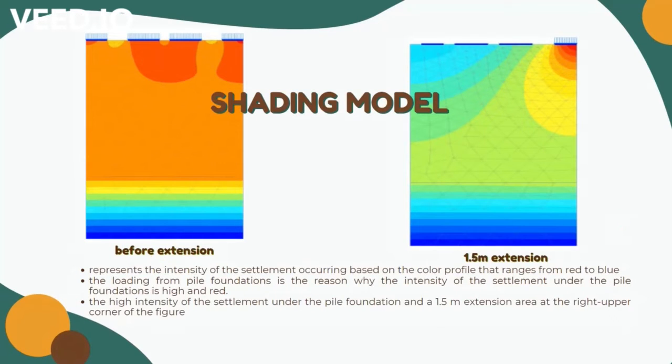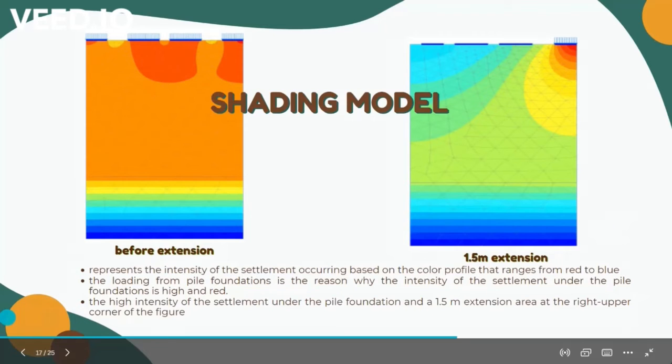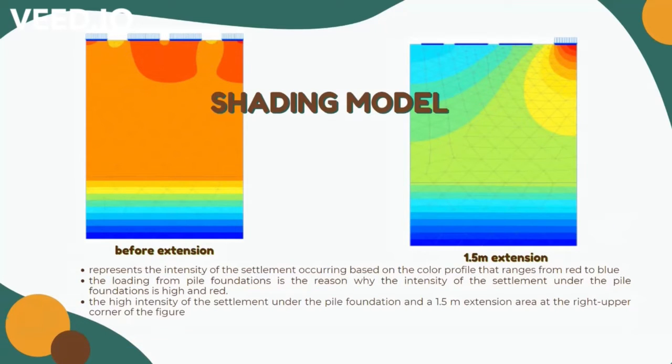Another output of the software is the schedule. It represents the intensity of the settlement occurring, based on a color range from gray to blue. The loading from the pile foundations is the reason why the intensity of the settlement under the pile foundation is high, in gray. The condition happened due to the 1.5 meter extension of the kitchen, which can be considered as an overhang that gives additional uniform load to the ground. Hence, it will provide additional settlement to the ground.